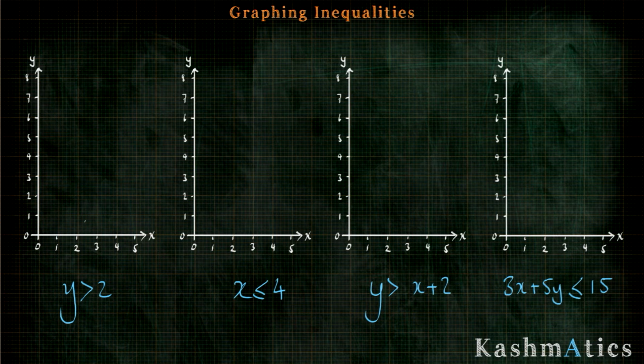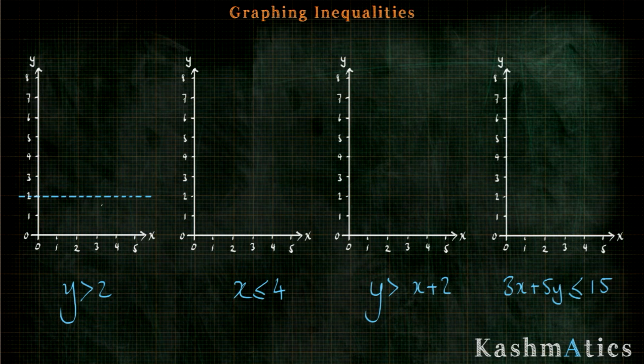So let's do the first one. I've got y is greater than 2. Now the first thing I do is I just draw the line y equals 2. That would be there. And because it's only greater than, I need to make sure this is not a solid line, but a dashed line.